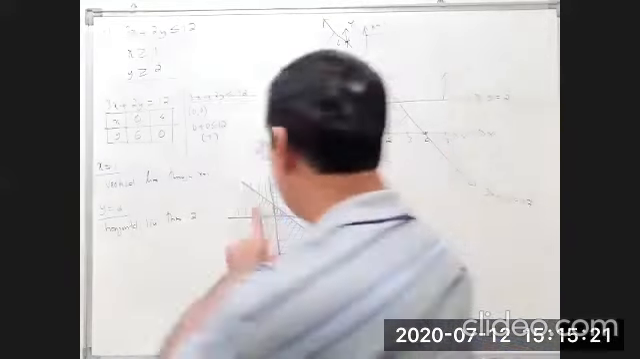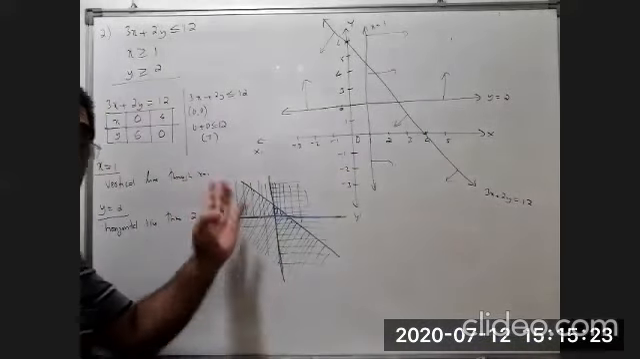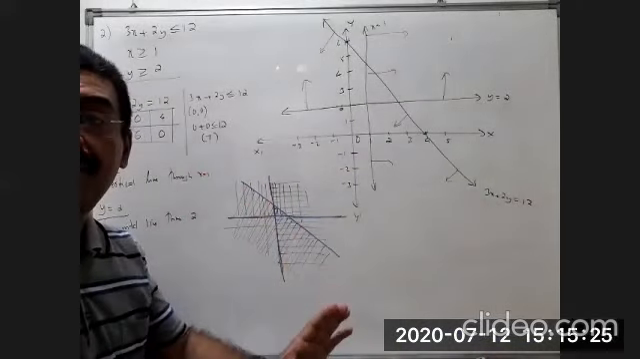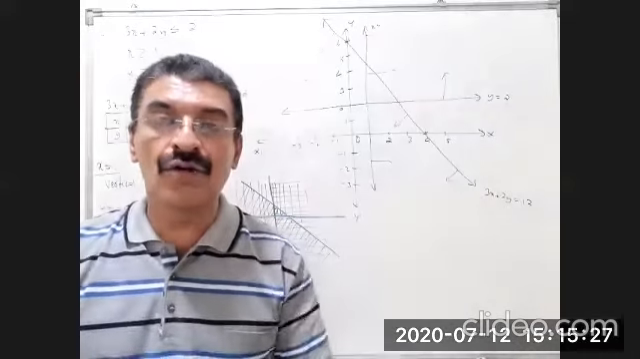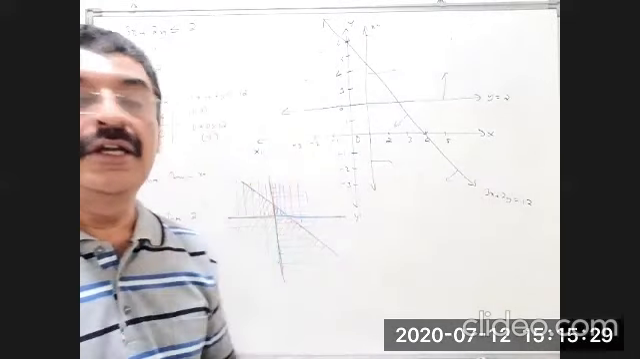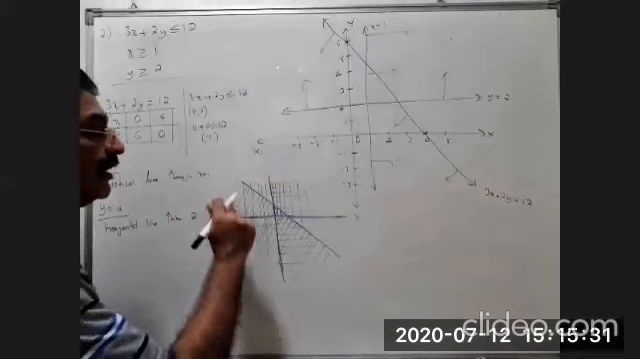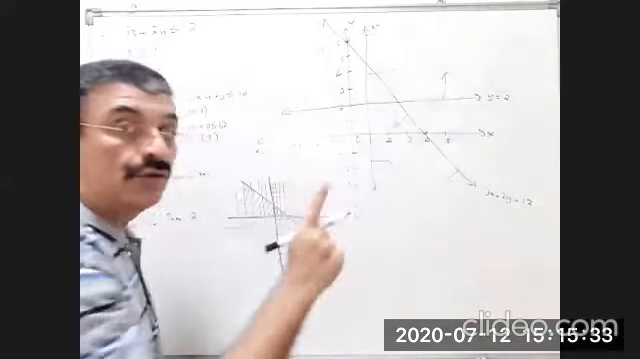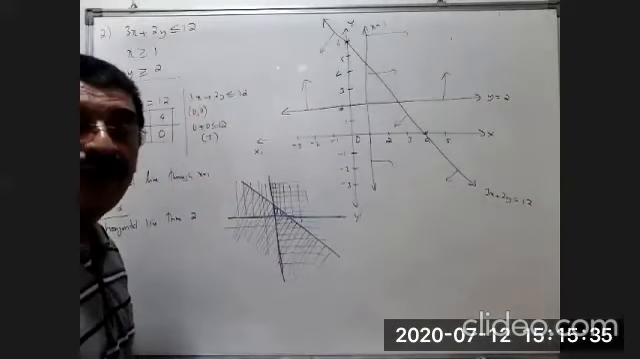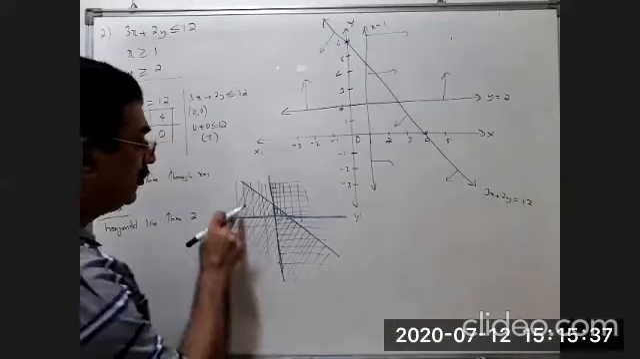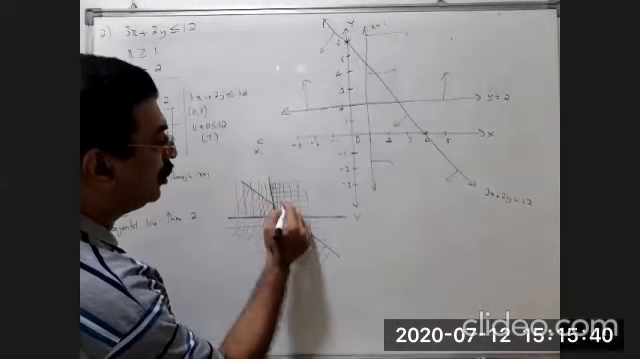You can observe it. See, our required solution will be the common area. Common area coming for all three. Common area means we have 3 lines. So wherever 3 lines cross each other, wherever 3 lines. See here only 2 lines. You can see here only 2 lines.